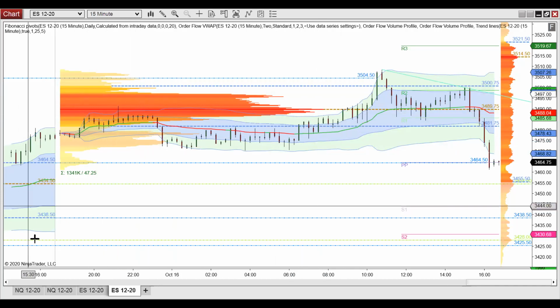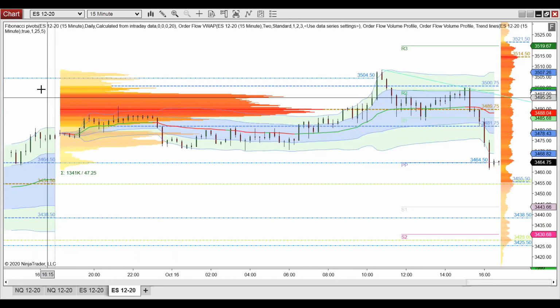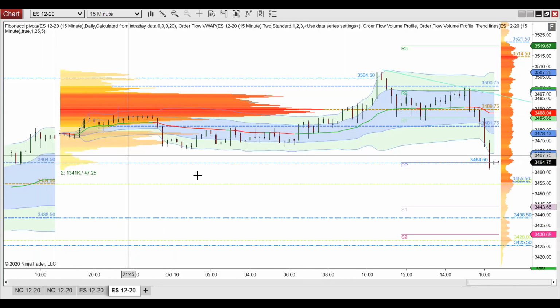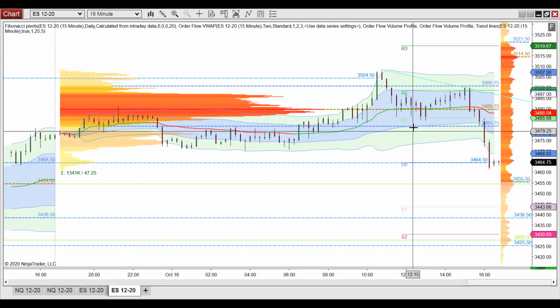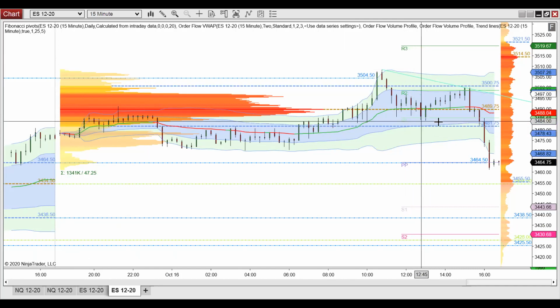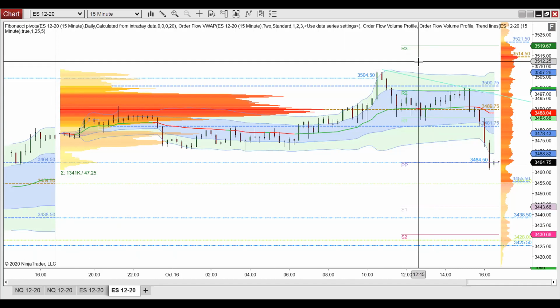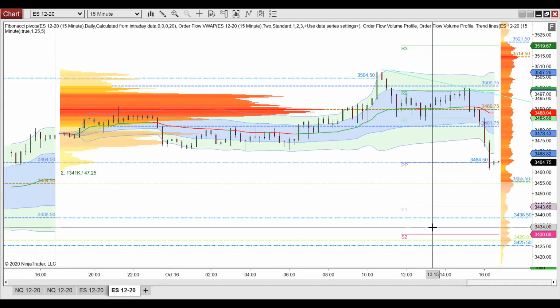Now I use the extended as well, because they act as support and resistance. Now this is R3, R2, that's R1. Actually, you can barely see it, but that's a Fibonacci pivot that I use.